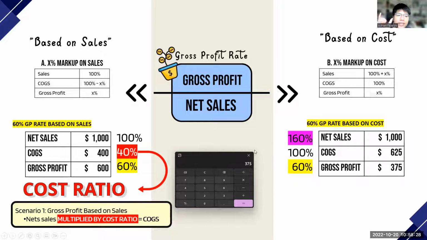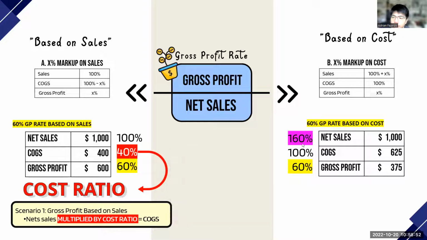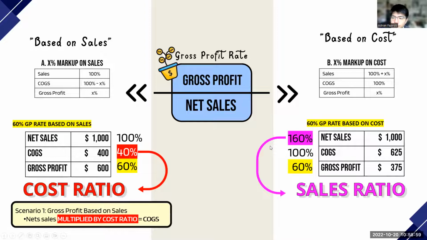So if COGS is 100% and gross profit is 60%, we know that net sales is higher than that, right? Meaning, net sales is at 160%. Because 625, which is 100%, plus 375, which is 60%, is 1,000. Meaning, the net sales is 160%. And this 160% is the more important percentage. And this is what we call the sales ratio.